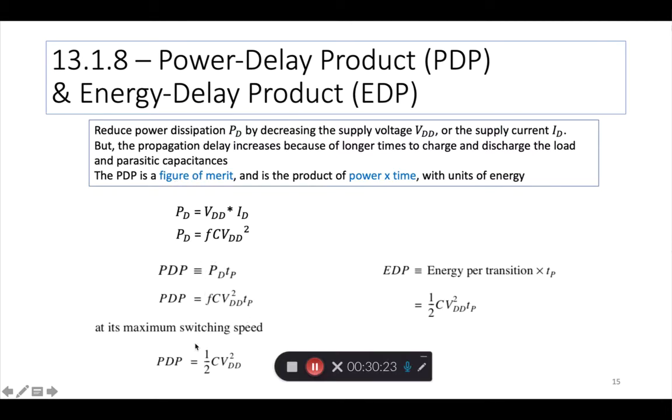So here are the formulas for PDP, two formulas. And also sometimes you are required to find the PDP at a certain switching speed, at a certain frequency f, or it's said just use the maximum possible frequency, which we saw as 1 by 2 TP, right? So at maximum possible frequency, the formula slightly modifies to half CV square dd instead of this formula. Similarly, there's another figure of merit called EDP, energy per transition, which has this formula. The same as this, but it's multiplied by TP.